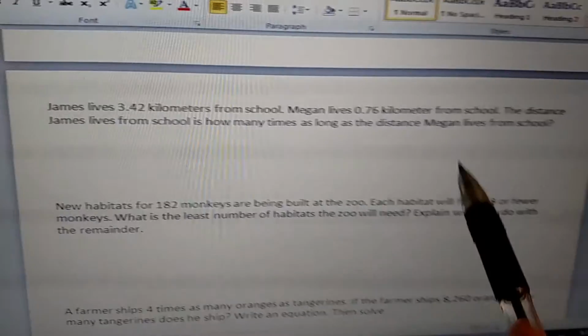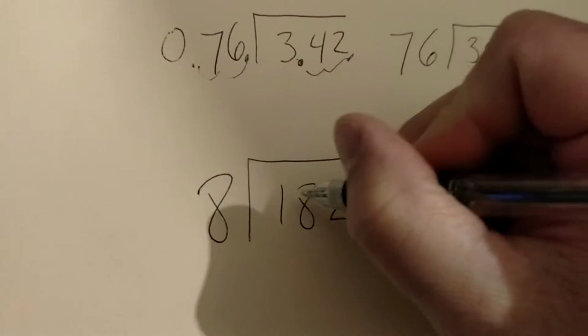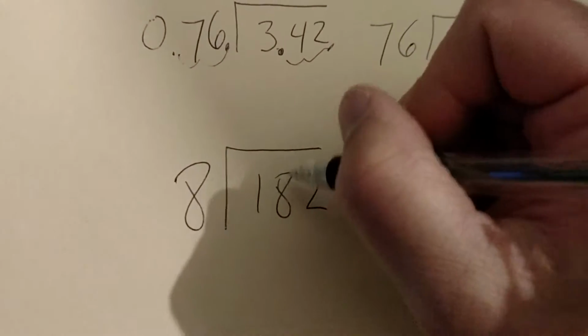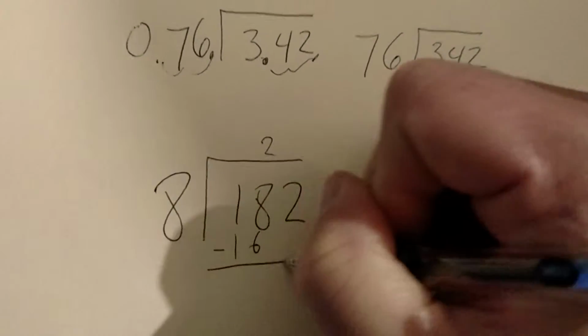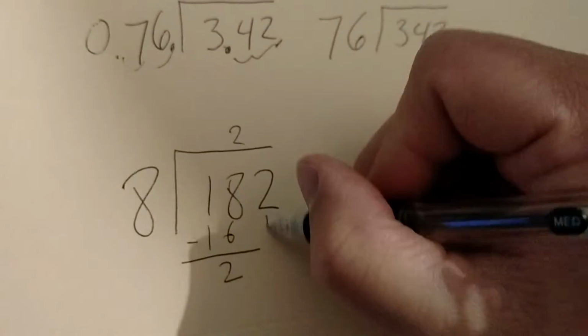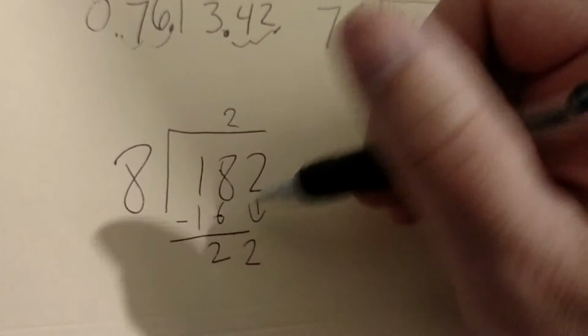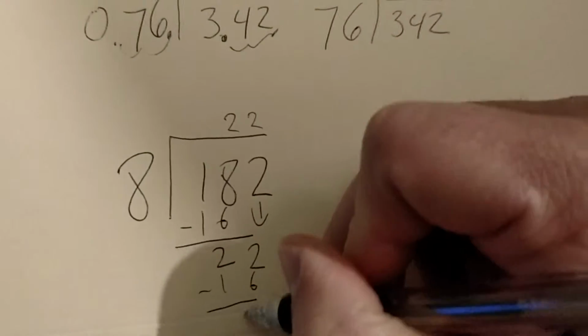So 182 divided by 8, which looks like this. Now I'm going to actually do this problem for you so you can see. 8 goes into 18 2 times. Multiply 8 times 2 is 16. Subtract that. We get 2. Bring down my other 2, and we have 22. 8 goes into 22 again 2 times. This gives us 16. And then we have 6.